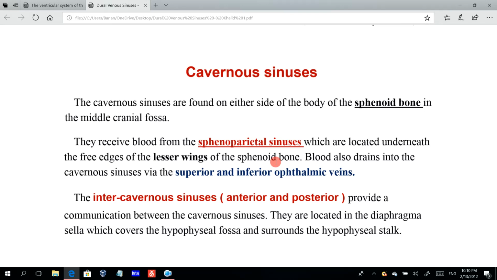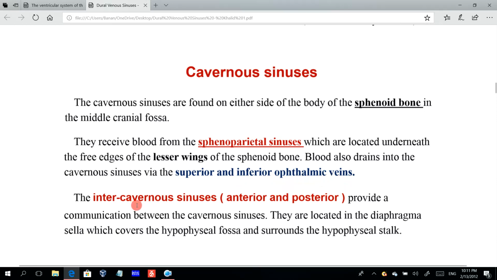The venous blood comes to these sphenoparietal sinuses, and then from the sphenoparietal sinuses, the blood will be drained to the cavernous sinus. The blood also drains into the cavernous sinus via the superior and inferior ophthalmic veins. So we have two sources of blood that come to the cavernous sinus: the blood from the sphenoparietal sinuses and the blood from the superior and inferior ophthalmic veins.